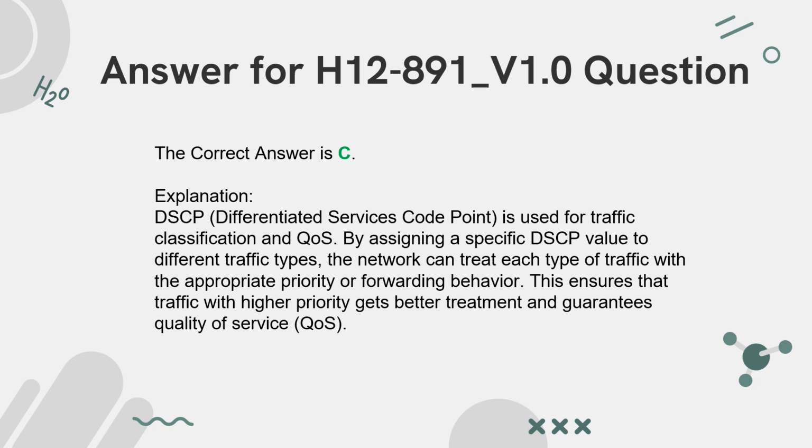DSCP, Differentiated Services Code Point, is used for traffic classification and coding. By assigning a specific DSCP value to different traffic types, the network can treat each type of traffic with the appropriate priority or forwarding behavior. This ensures that traffic with higher priority gets better treatment and guarantees quality of service, CoS.